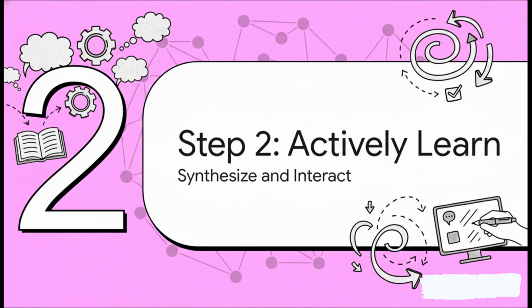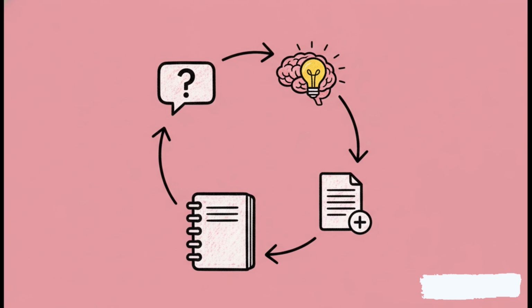All right, so you've built this beautiful, curated foundation of high-quality sources. Awesome. Now it's time for step 2, actively learn. This is where we stop being just a collector of information and start actually synthesizing and interacting with it. And here's another advanced workflow, and this one is a real game changer. Iterative content creation. We're going to move way beyond just asking simple questions. We're going to use the chat to actually create new knowledge and then feed it back into our system.